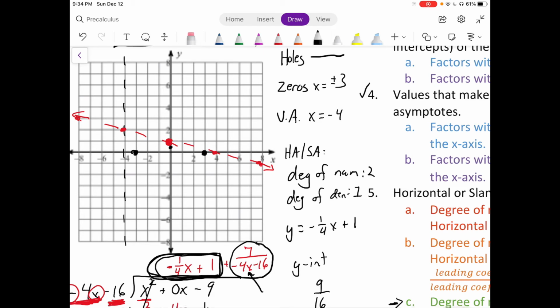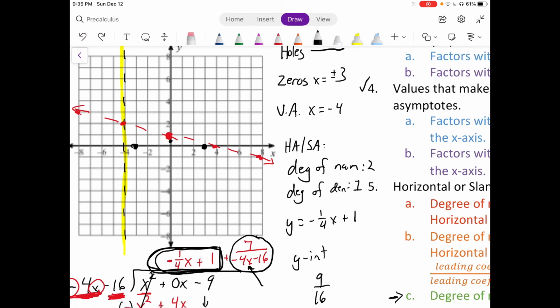To the left of the vertical asymptote, there's really only one option for our graph. It cannot be down here. It can't be down there because it crosses the x-axis and we know there is no zero there, which means it has to be up towards the top here. So we're going to just graph this, making sure it's approaching both the slant asymptote and the vertical asymptote. If we wanted to be more precise, we could plug in a value for negative 5 or negative 6.